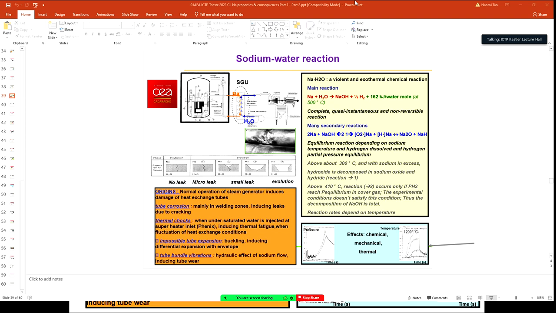It's more or less complex, but generally we consider that when we are at a high temperature, let's say above 400 degrees Celsius, 410 exactly, all the soda, sodium hydroxide, sorry, is dissolved and contributes to the increase of the oxygen and hydrogen content in the sodium.